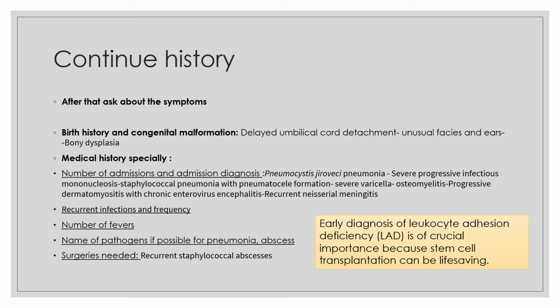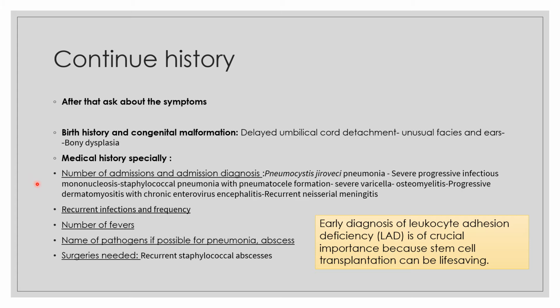So, we will continue the history part. After asking about the symptoms, we will dig deep into the symptoms. We will see how severe it is. Then we will move to the birth history. Ask everything about the birth history. And after that, if there is any congenital malformation, especially delayed umbilical cord detachment, unusual faces or ears, and bony dysplasia. Then we will move to the medical history.